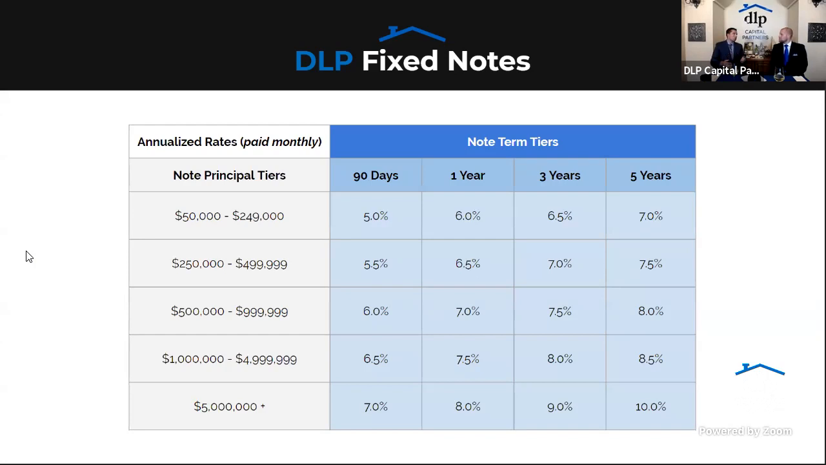And these returns are guaranteed by DLP. They are not guaranteed by the FDIC, but they are fixed guaranteed returns. We're obligated to pay them to you. And of course, we've never, ever had a period where people did not get their fixed returns on time in any period.